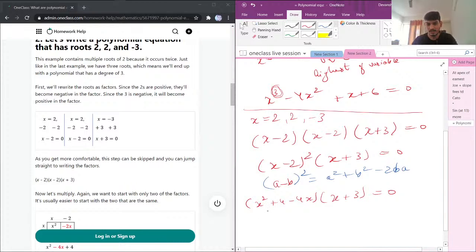Now I'll multiply this part with x first, then I'll multiply this part with 3. So it will be x cube, and this will be plus 4x minus 4x square plus 3x square plus 3 4 is 12 minus 12x equals to 0.